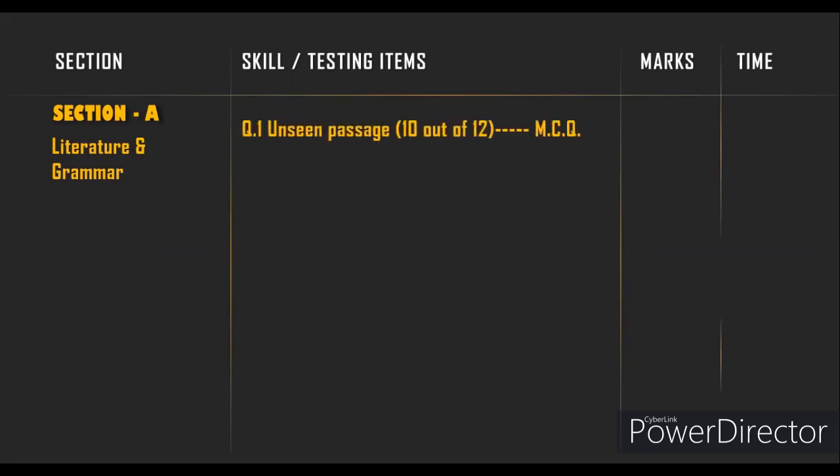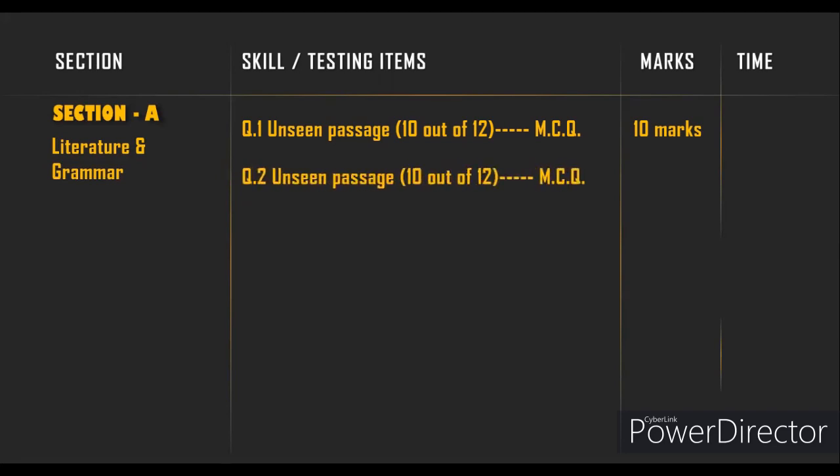So let's get started. The very first question that we have here is of unseen passage, which is going to be very, very easy for you because this time we have multiple choice questions. And out of 12 given questions to you, you will have to solve 10 different questions. But read the passage carefully because without reading, it will be rather difficult for you to solve even one of the questions out of them. So reading the passage carefully is a must. Moving further, this unseen passage is going to be for 10 marks.